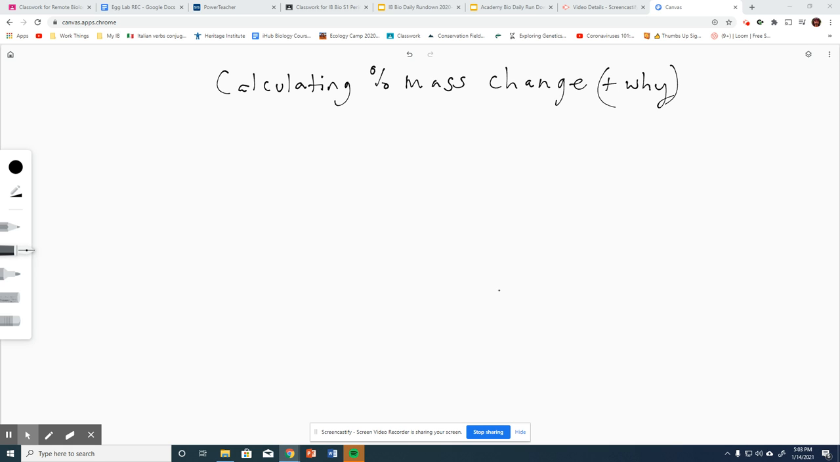All right, everybody. So we're going to talk about calculating percent mass change as part of your lab. So let's see what we would have here. Let's start by, I'm going to make up some numbers here. So let's say you have your before and your after, the masses of your eggs, okay?